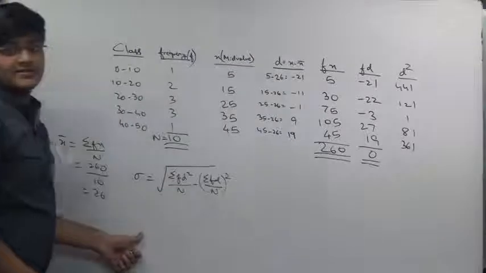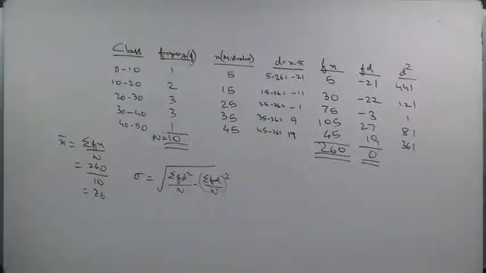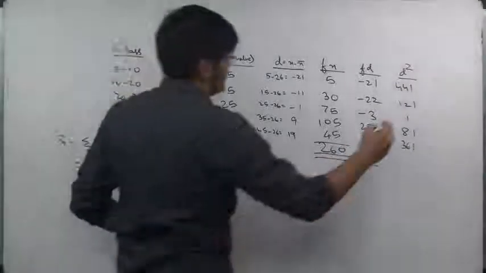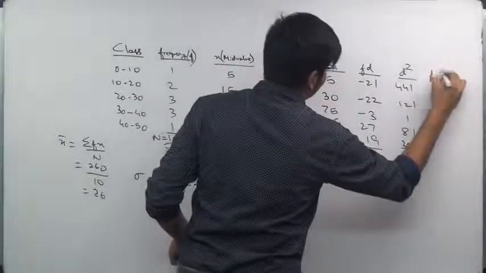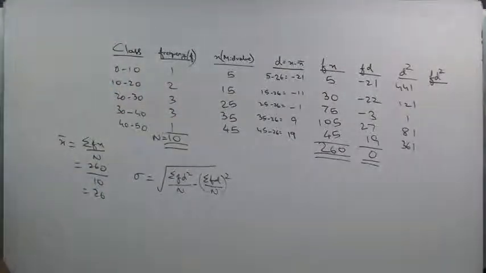Total of d square is not required. We need the total of fd square. So make another column, fd square. So many columns are coming in. You need to manage it properly.